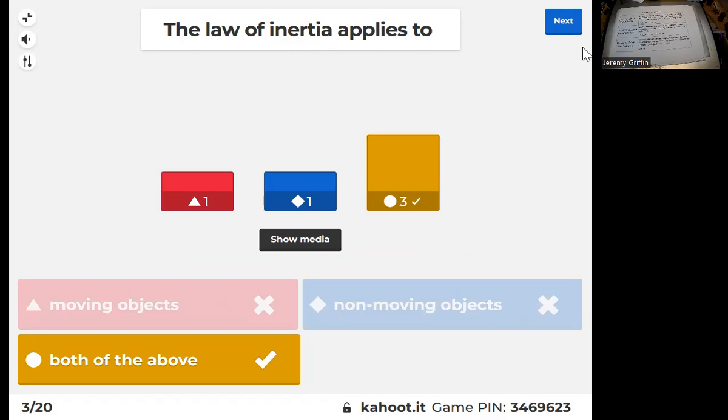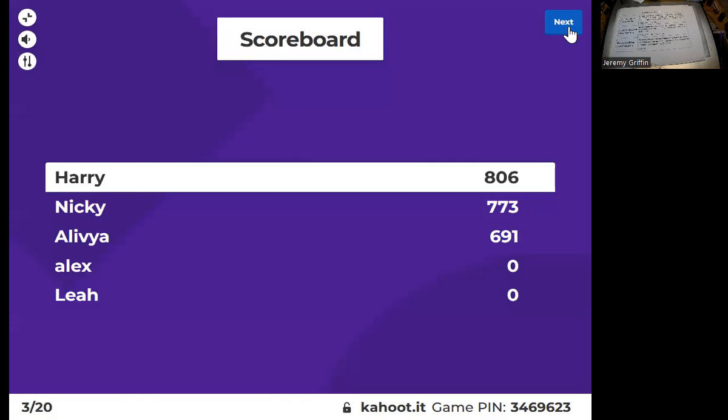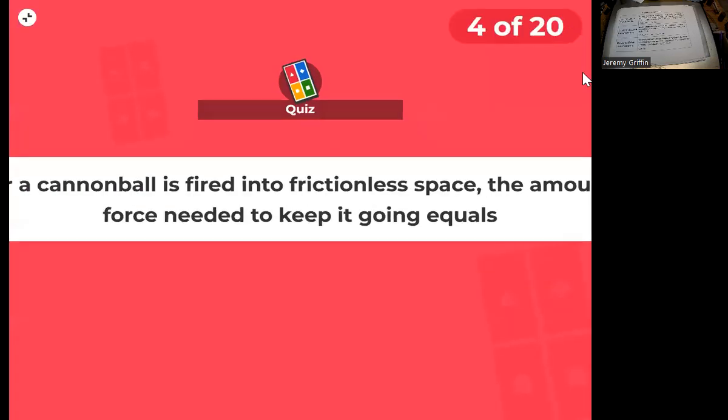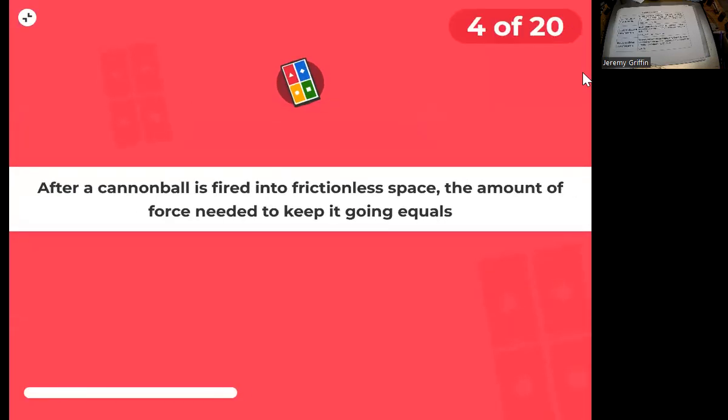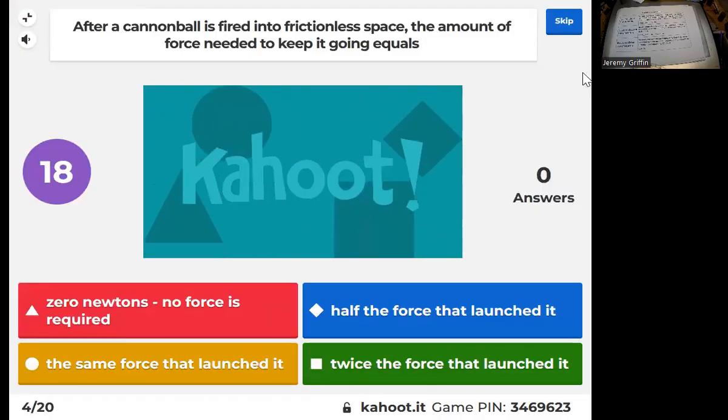There you go. It applies to everything, right? The first law, actually all these laws of motion, apply to everything, don't they? Yeah, we'll sort of amend that when we get to relativity, but there we go. All right, Nikki taking the top spot. We got Alex, Harry, Leah, and Olivia. After a cannonball is fired into frictionless space, the amount of force required to keep it going equals.